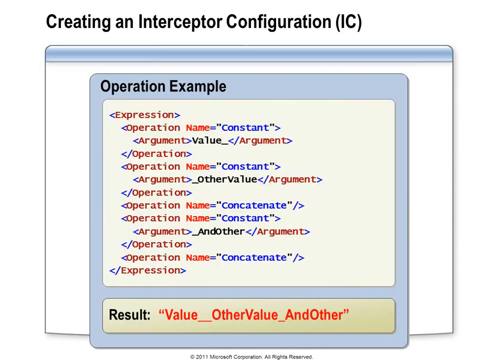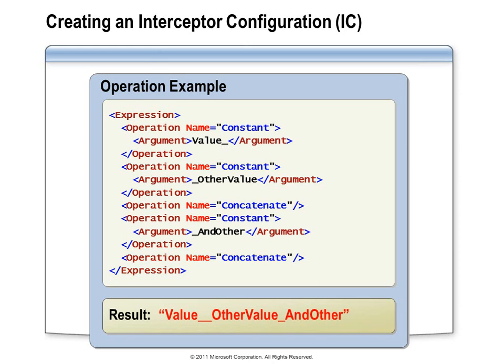As an example, you can see here that we have an expression. We've got several different operations. The first one is using that constant operation and providing it an argument. So we're just defining a constant of value underscore. Then we have another operation using that constant again, providing an argument underscore other value.